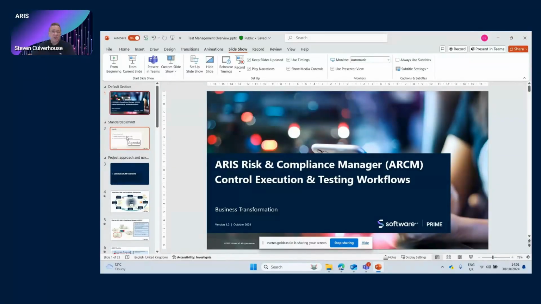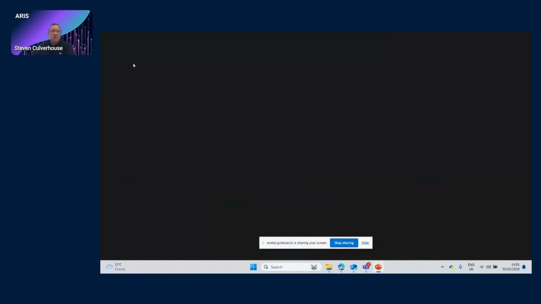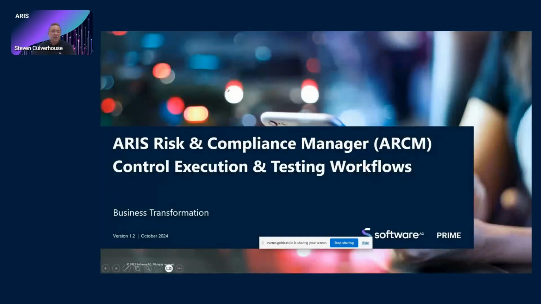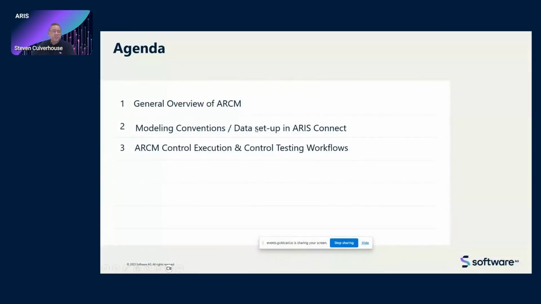So let's quickly pop it into slide deck mode and change the display. Okay, so I will first of all give you a general overview of ARCM and of GRC in general, what we call the GRC life cycle. And then I'll look at in ARIS itself, how do we perform the modeling to support the workflows? So we record the risks and controls and we define tests and so on. What models do we use?